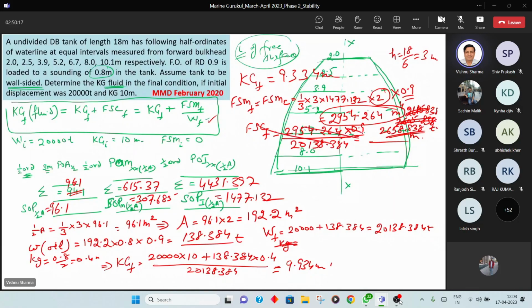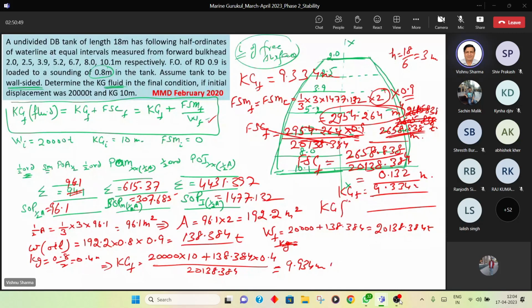Okay, so the final FSC will be equal to final FSM, 2658.838, divided by final displacement 384. How many meters is the final FSC, beta? 0.132. Okay. What was the KG final? 9.334. So KG fluid in the final condition will be the sum total of this, 9.466 is the answer, guys.